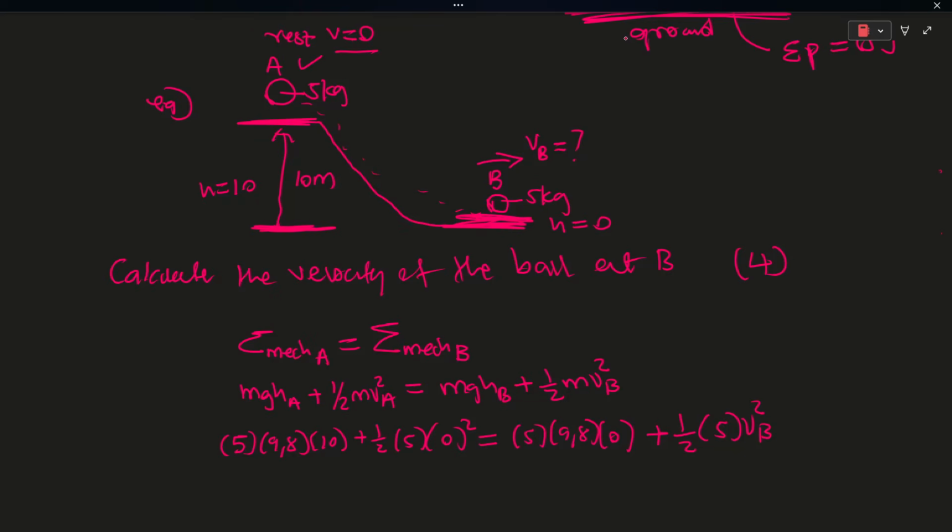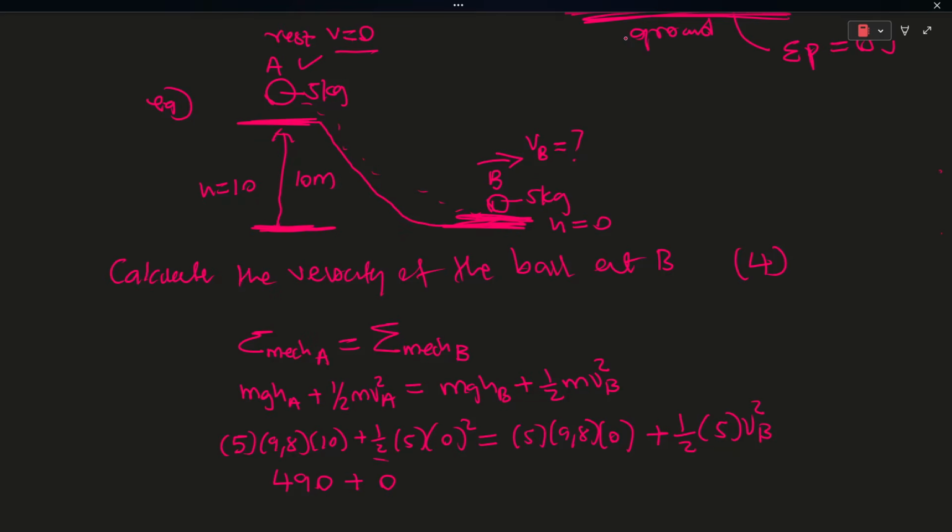That's what we are looking for. Okay, so what are we going to do here, learners? We're going to calculate. We're going to say 5 multiplied by 9,8 multiplied by 10. What is the answer? This side, I'm getting 490 plus 0.